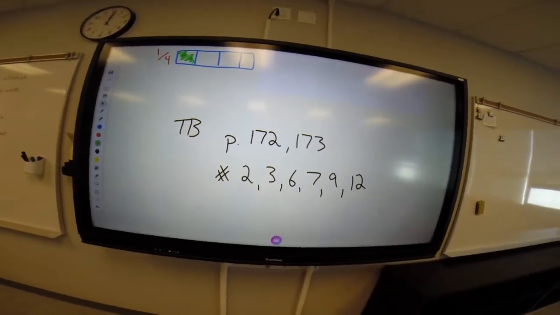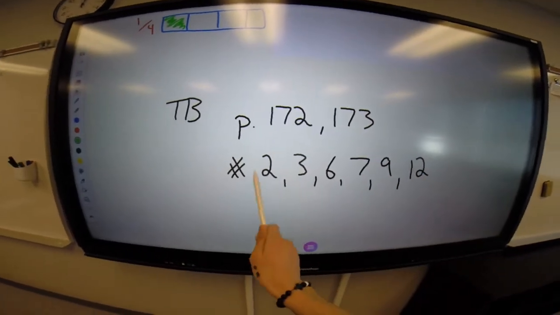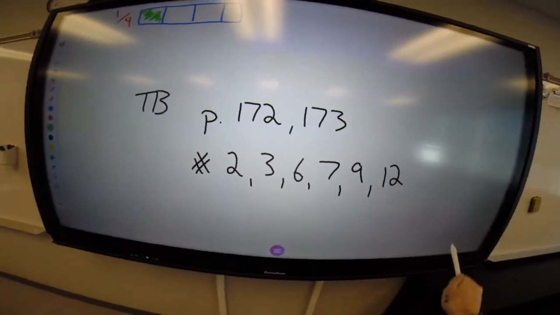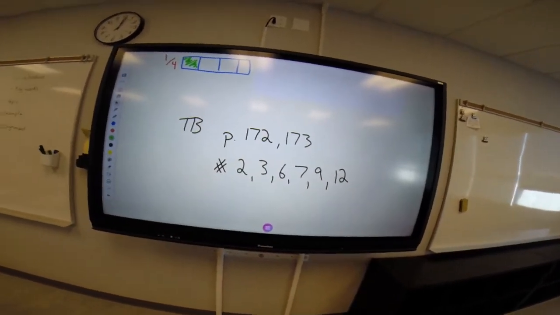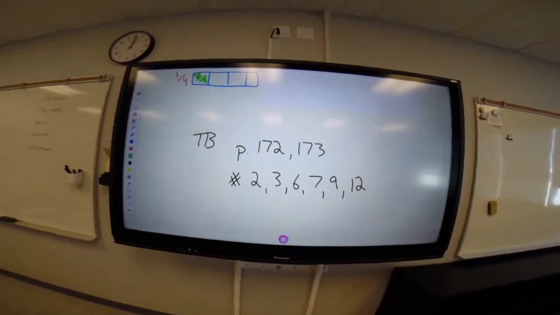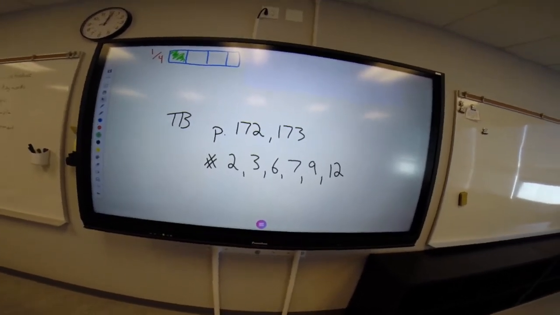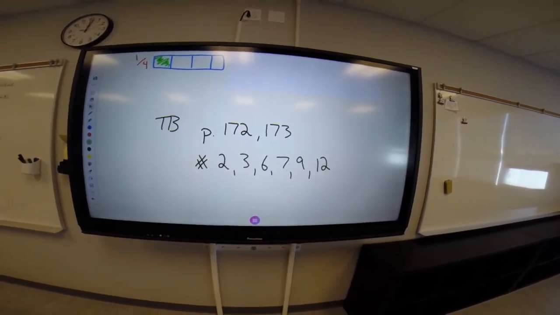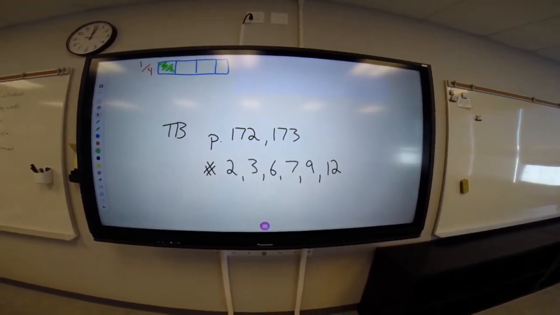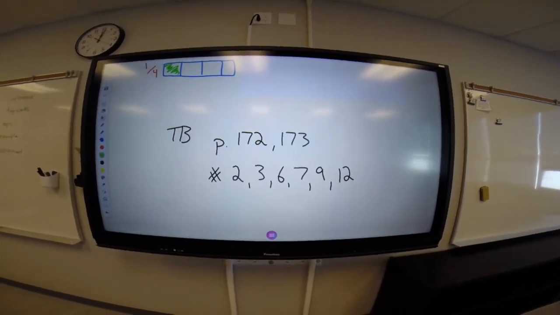Your next goal is to work on your textbook, page 172, 173, questions 2, 3, 6, 7, 9, and 12. I have created a Google document for you. You can work directly on that Google document and just type your answers in. If not, you can write it out on a piece of paper and then submit it. The textbook questions are posted. I took a picture of them and put them on the Google Doc for you, or the textbook is on Google Classroom for you as well to use.